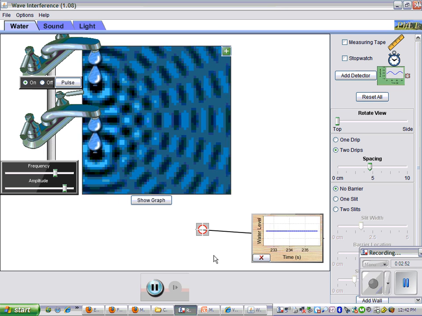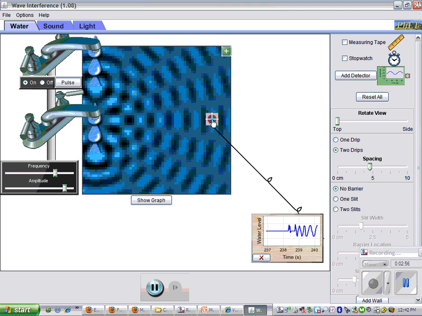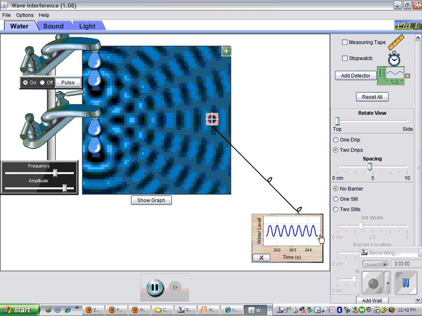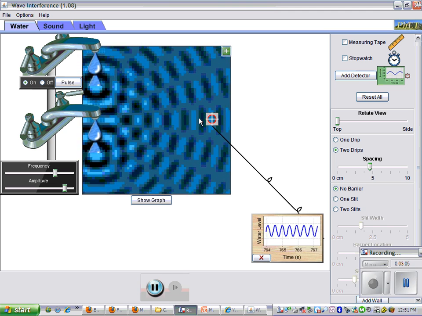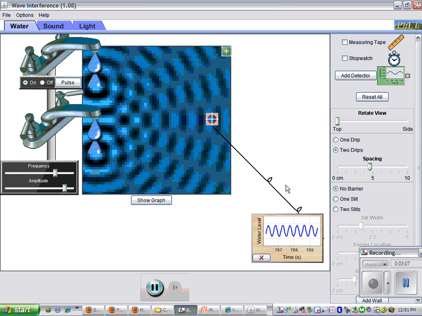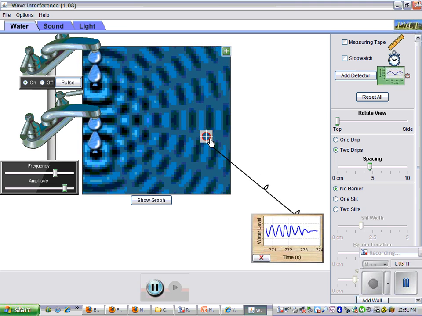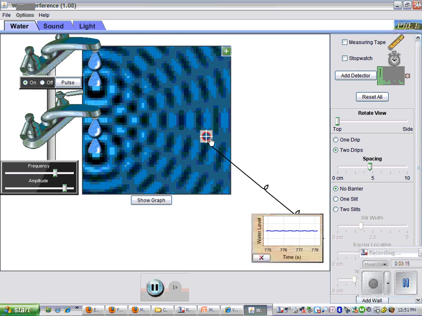Now we have this detector here that I'm going to place at different points. Right here in the middle, there's constructive interference. You can see that the waves are very high, the amplitude is very high. So we notice that where there's constructive interference, the amplitude of the wave is very high. And where there's destructive interference, we'll place it right there. You'll see the amplitude dies out. That's where the destructive interference is occurring.